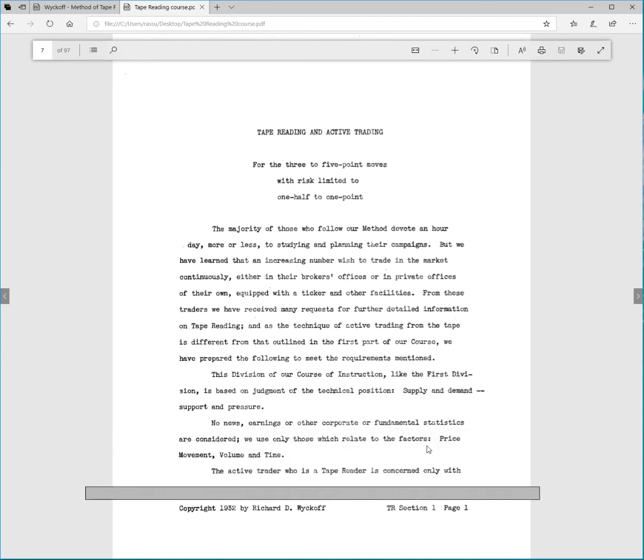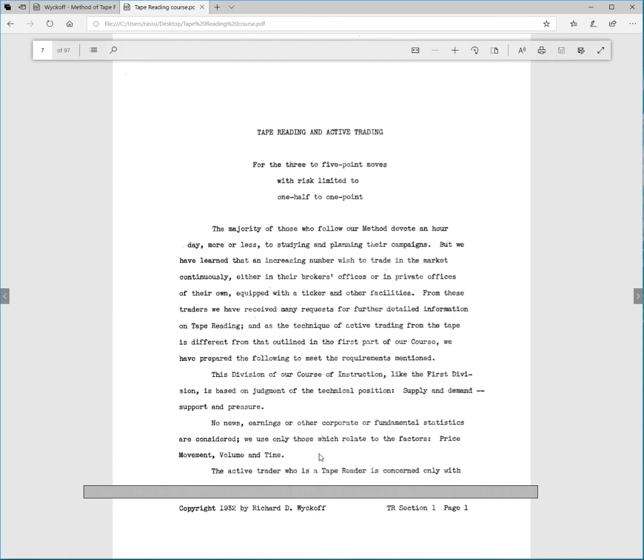We only use three factors: price, volume, and time. Those are the three main factors. Notice price, volume, and time. You have to have them. There is a fourth factor, obviously, support and resistance, and there's a fifth one called activity, which we'll get into, but not too much because I think volume is enough.